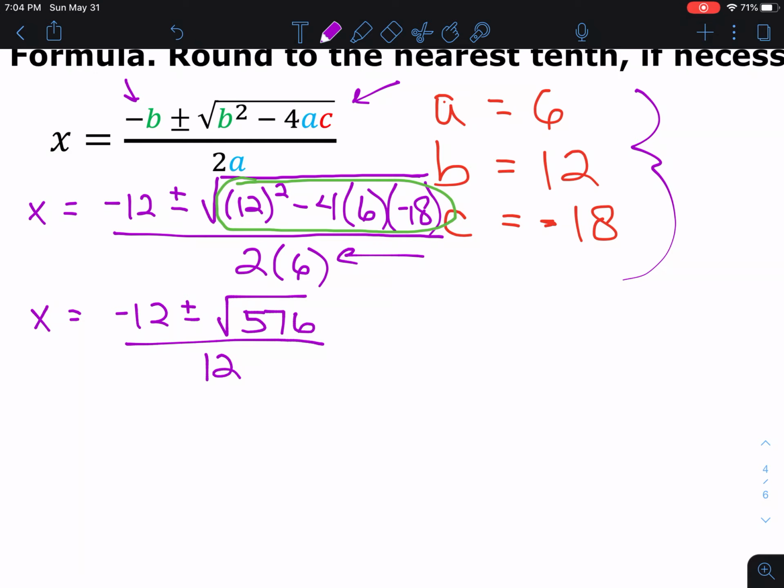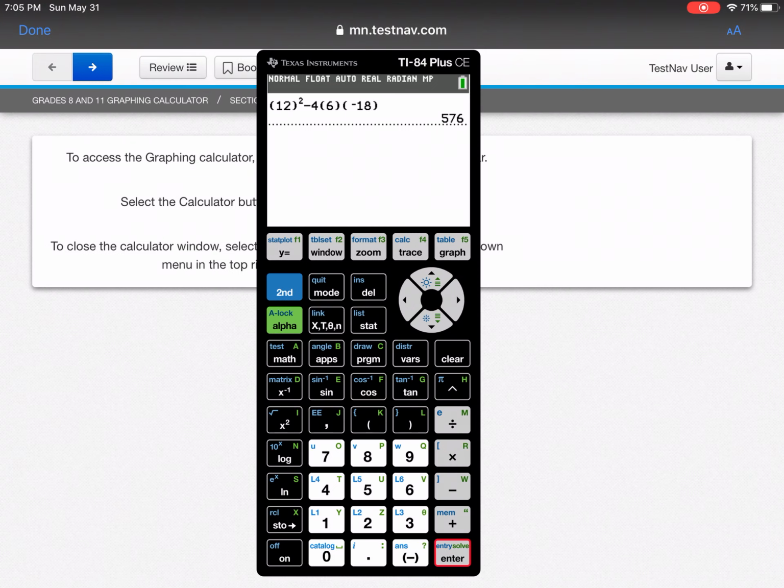Okay, so now your next step is to take this and find the square root of 576 and then write that number down. So we're going to do that right now on our calculator. We're going to go square root. It's right above the x squared in blue, so you're going to have to press second first, and then this x squared. Now notice you should see the square root symbol, and then 576. And we get the square root of 576 is 24.